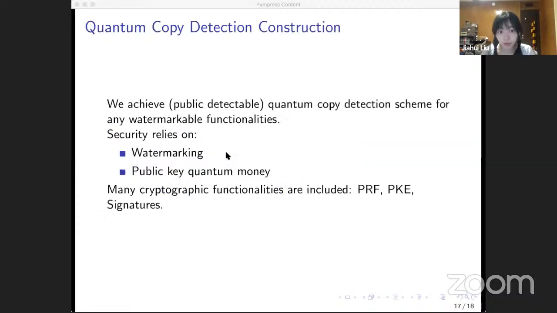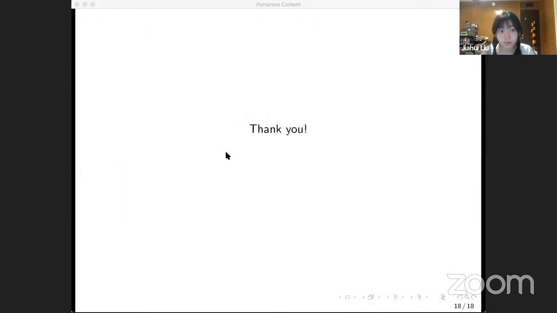We put forward a new notion called copy detection. Using this notion, we build a copy detection scheme for any watermarkable functionalities, combined with the security of public key quantum money. And watermarkable functions include a lot of cryptographic functions, such as PRFs, public key encryptions, and signatures.